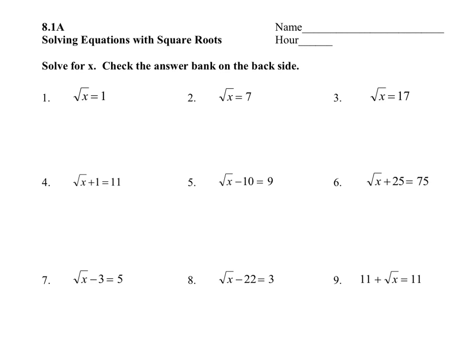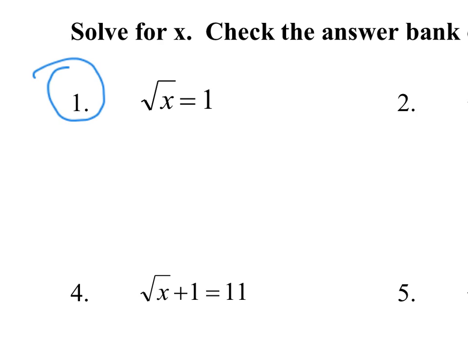Let's start with problem number 1. Number 1 is pretty simple. The radical is on the left side all by itself, and the 1, or everything else, is already on the right side by itself. So the only thing we have to do is square both sides. Now, when we square the square root of x, it leaves us with x. And 1 squared is 1. So x equals 1 is our final answer.